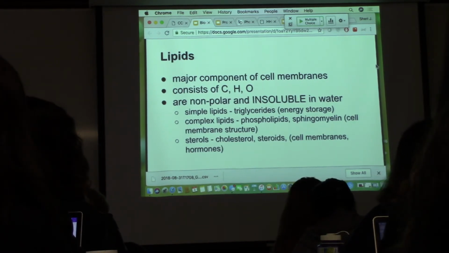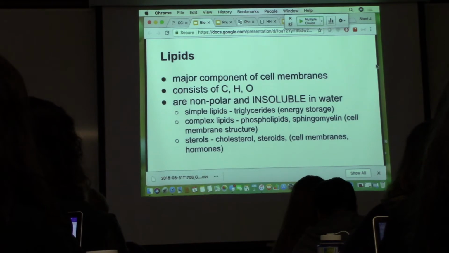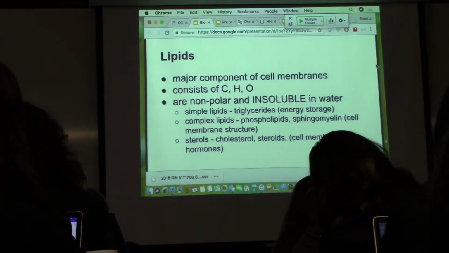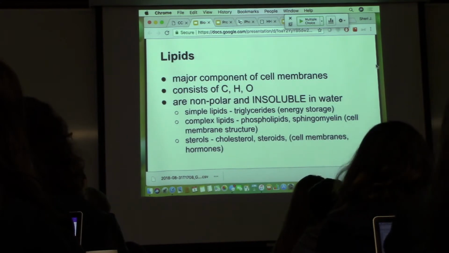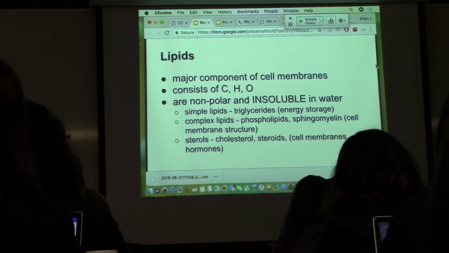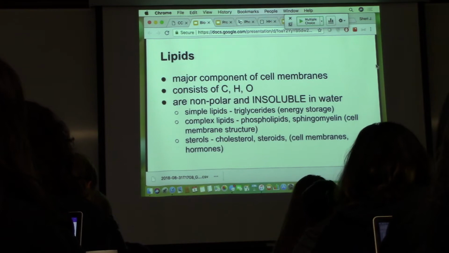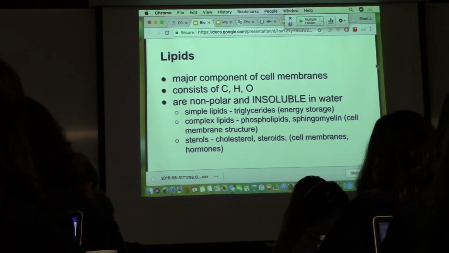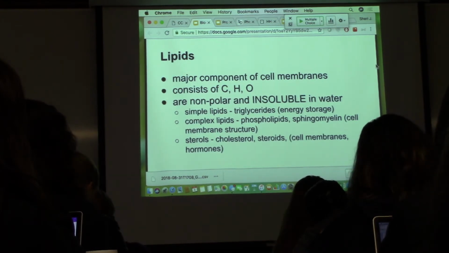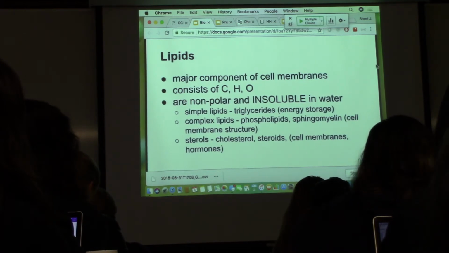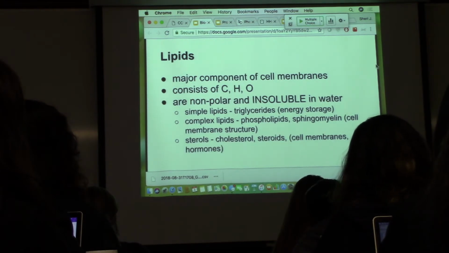Lipids are a major component of cell membranes. They consist primarily of carbon, hydrogen, and oxygen. But the big characteristic that differentiates lipids from other biological molecules is that they are non-polar and insoluble in water. So if you wanted to take a bunch of cells and get all the lipids out of them, what you do is put those cells in a blender and add an organic solvent. And anything that went into the oil layer instead of the water layer would end up being a lipid.